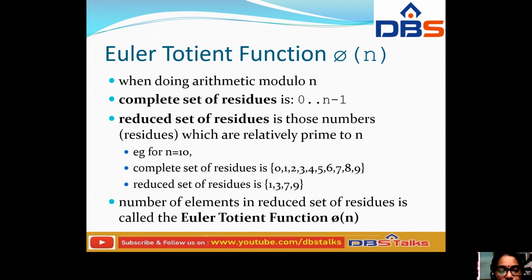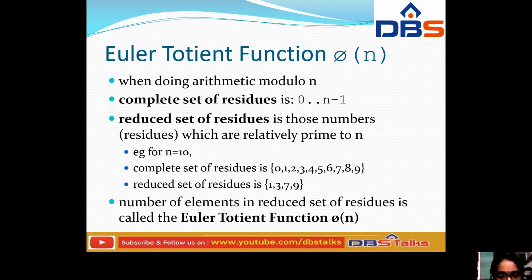The number of elements in the reduced set of residues is what we call the Euler Totient function. What are the numbers that we have taken here? 1, 3, 7, 9. That is the set. This set 0 to 9 is reduced to the other set 1, 3, 7 and 9. So the number of elements in the reduced set of residues, we can say, is the Euler Totient function, which we define using phi of n.